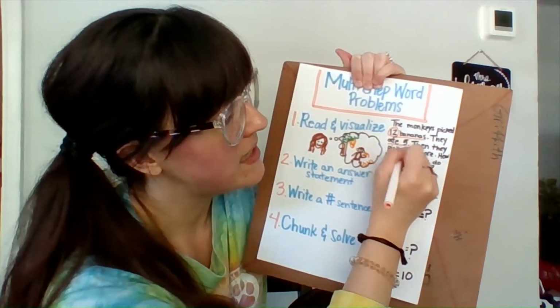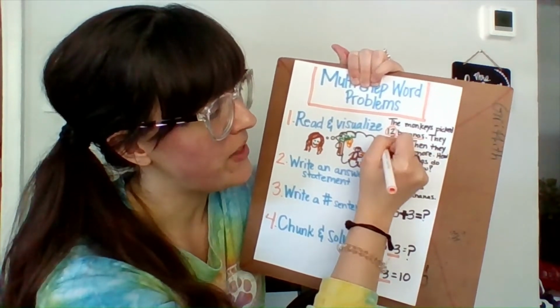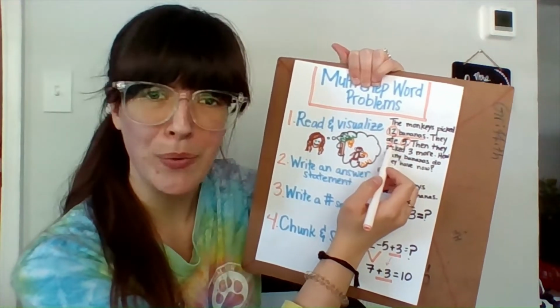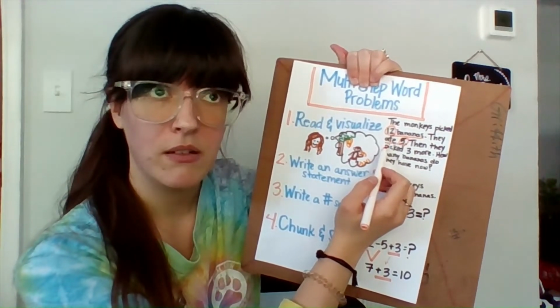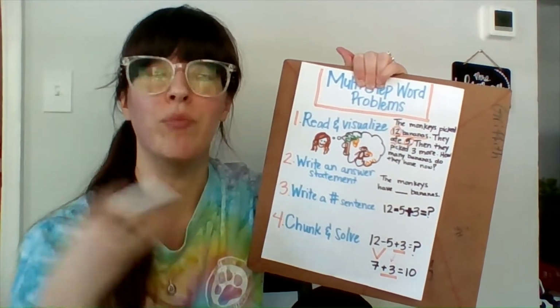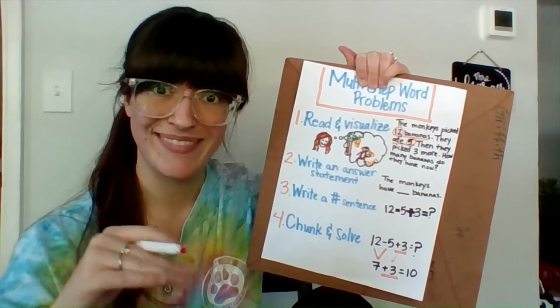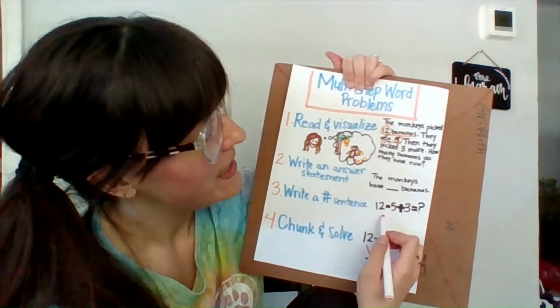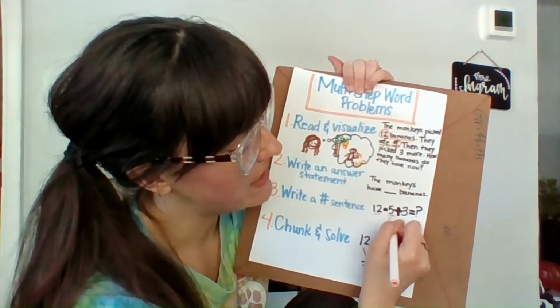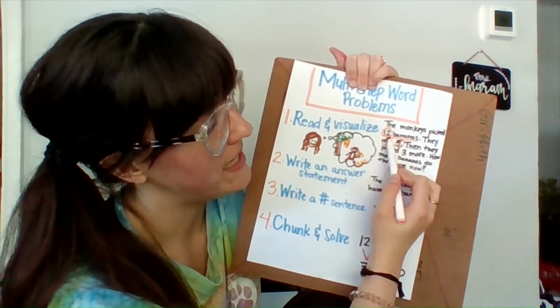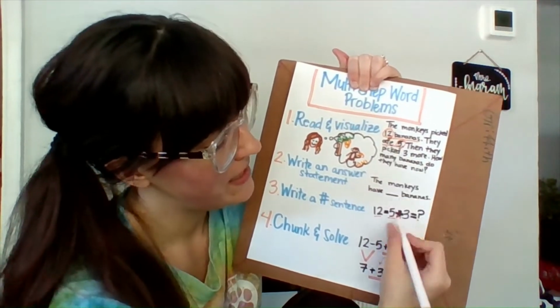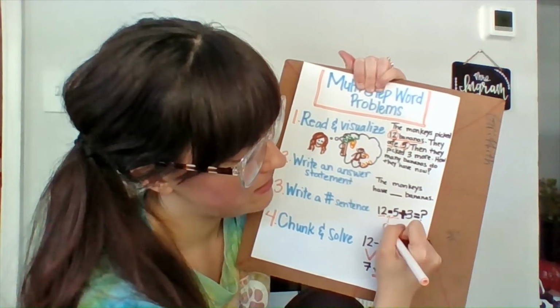Next, they ate 5. So if they ate, what operation do you think I would be using? If you eat something, do you have more of it or do you have less of it? You have less. So that's where we got our 12 minus 5. Those are our 12 bananas. And if they ate 5, that's our minus.